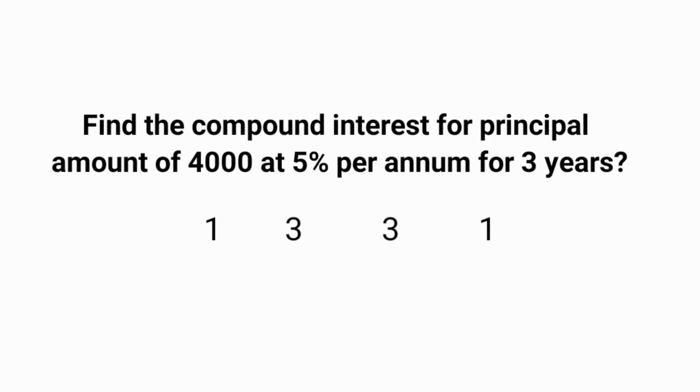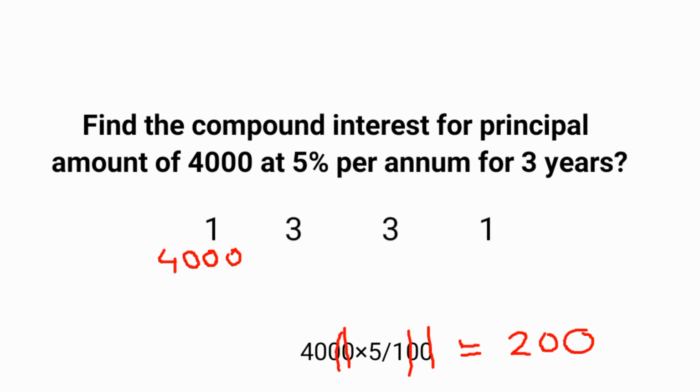So below 1, what you have to write? Always write the principal amount first. Here the principal amount is 4,000. Here the rate of interest is 5%. So take 5% of 4,000. So 4,000 into 5 by 100, 2 zeros will get cancelled. 40 into 5 is 200. Write it below 3.